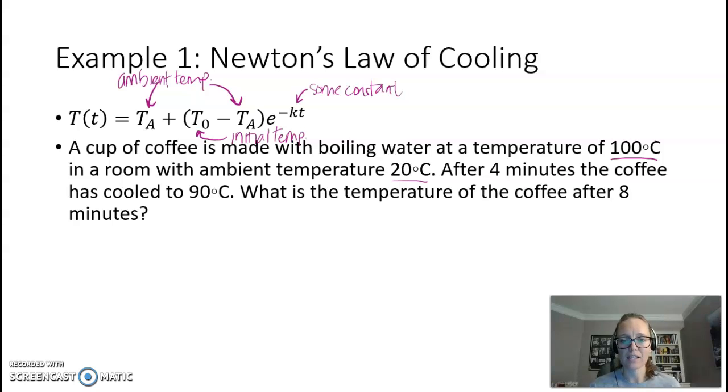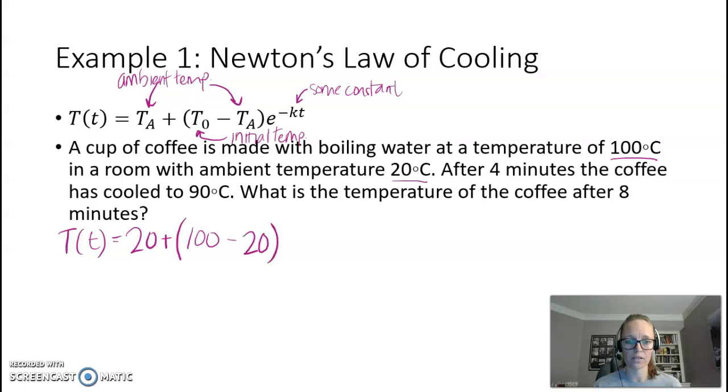Okay, so asking for the temperature of the coffee is just asking us to solve this problem here. So let's go ahead and start plugging in the values that we know and see where we end up. So I know that T of t is going to be equal to that ambient temperature. In this problem we know the ambient temperature is 20 degrees Celsius, plus that initial temperature, which was the boiling water at 100 degrees Celsius, minus the ambient temperature again, so minus 20, times e to the power of negative k, which we're not given any information about that constant, times t.